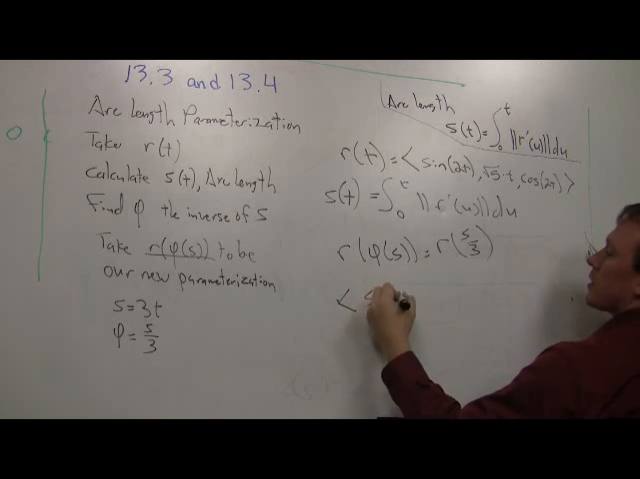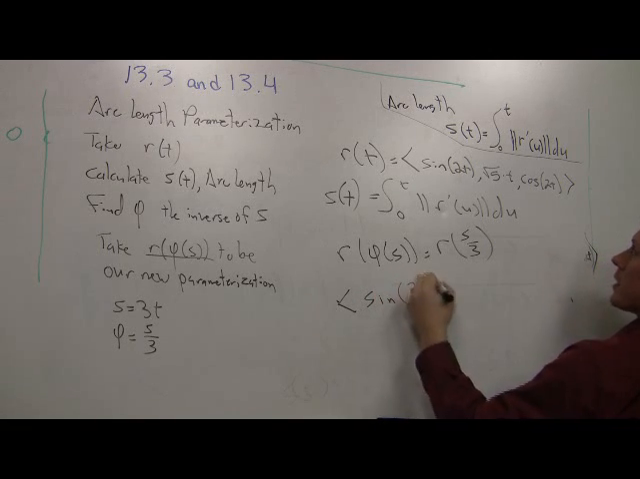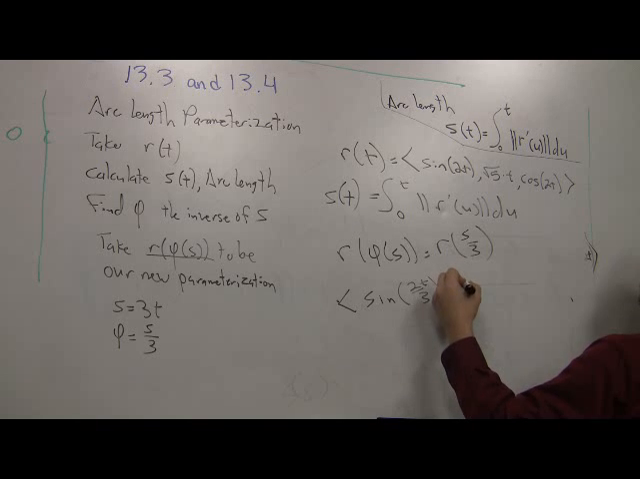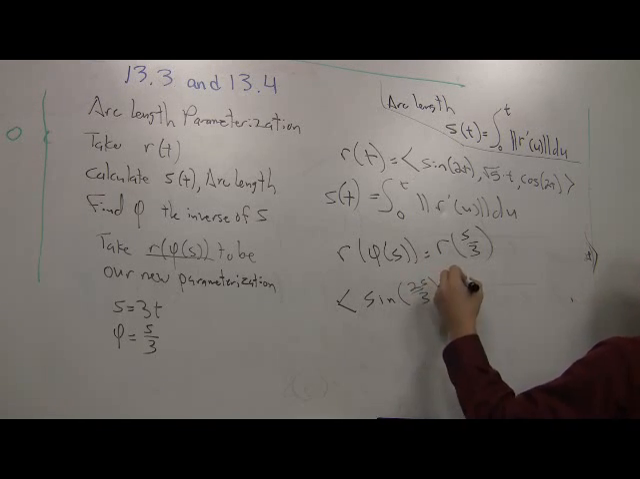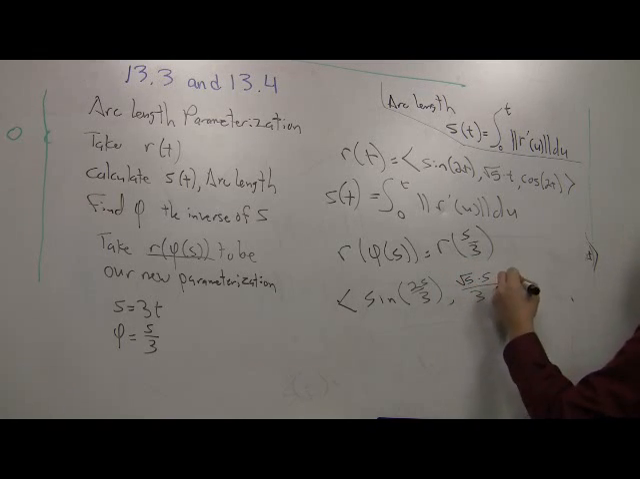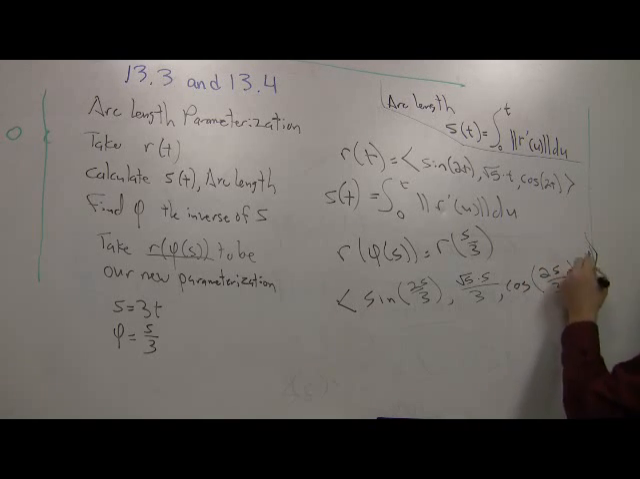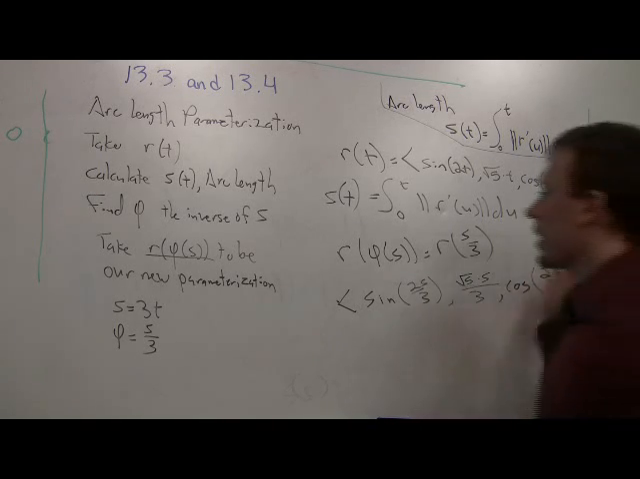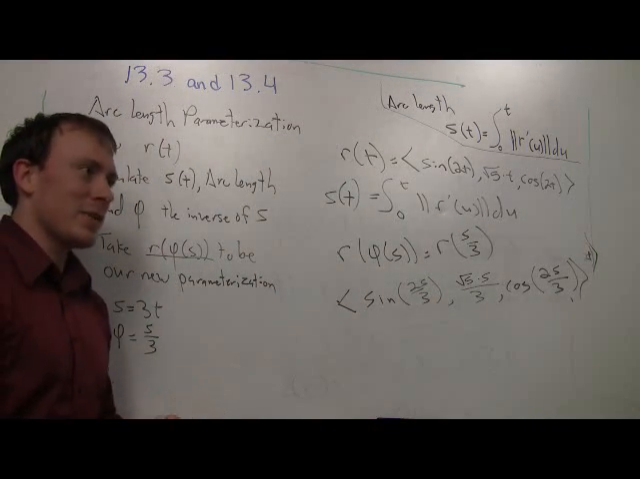So we get sine of 2s over 3, square root of 5 times s over 3, cosine of 2s over 3. And if you check, the speed of this will always be 1. There we go.